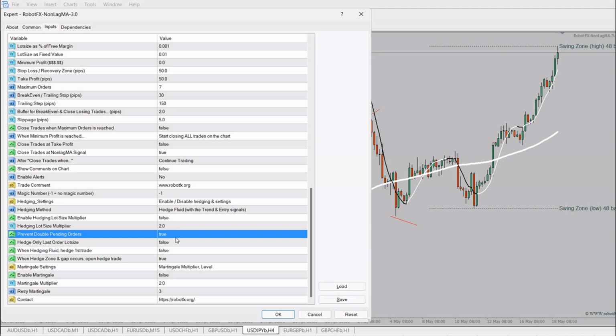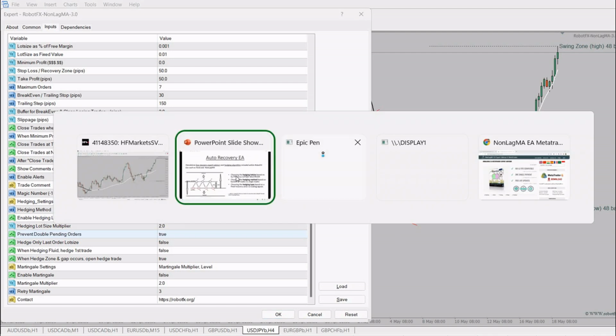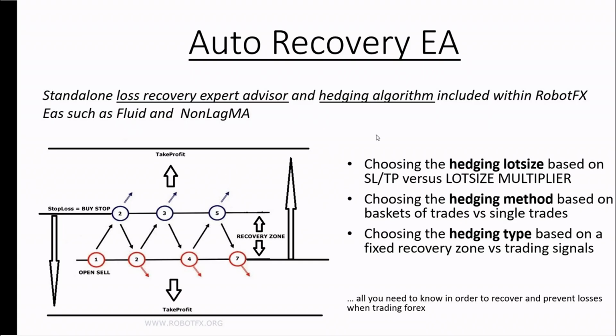Now let's see how the expert advisor hedges, and this applies to the Auto Recovery Expert Advisor as well, because the NonLagMA Expert Advisor as well as the Fluid Expert Advisor use the same algorithm as Auto Recovery. So basically, hedging looks kind of like this.